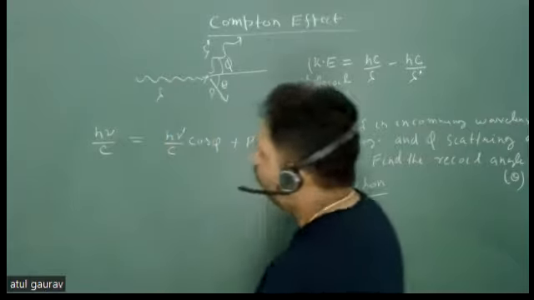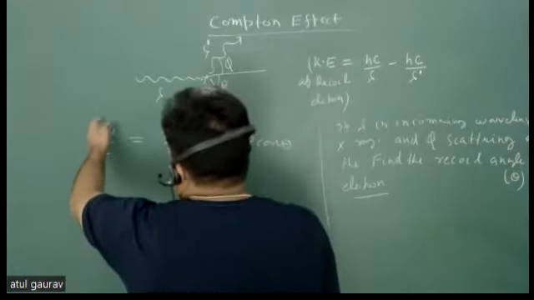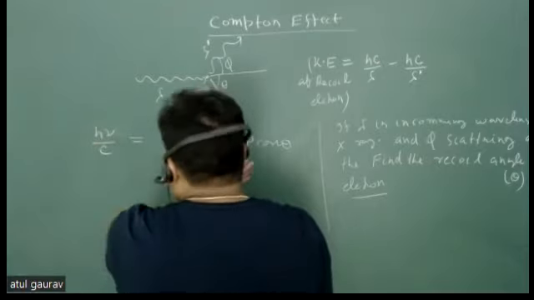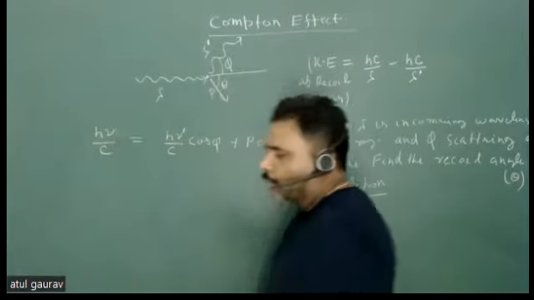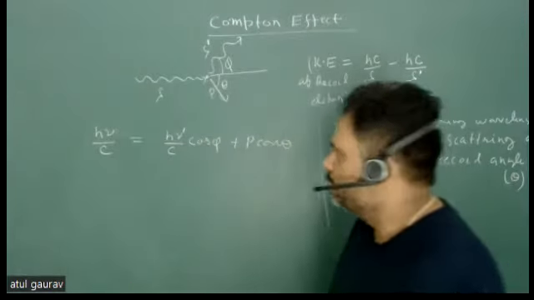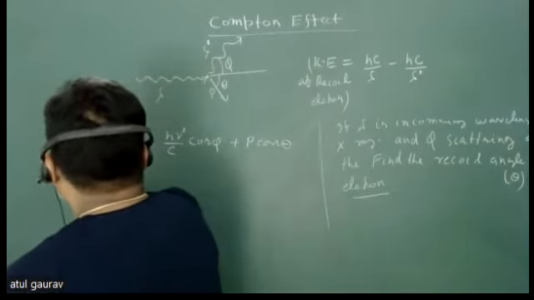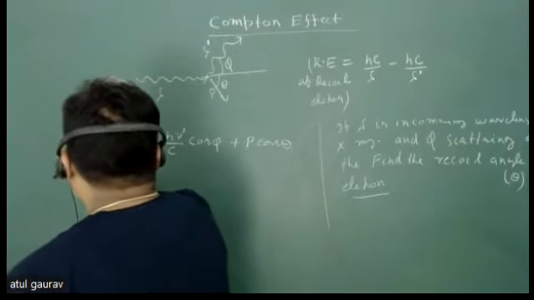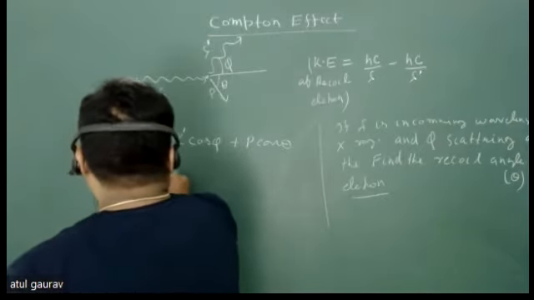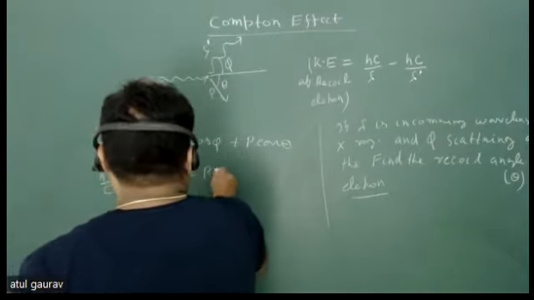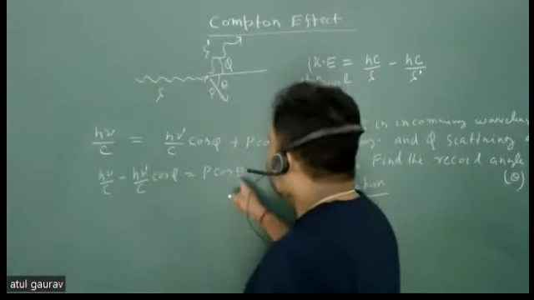You can do this in terms of lambda also, since c upon nu is equal to lambda, so you can write it in terms of lambda. I am using the same expression that we used in the last class. Now this can be written as h nu upon c minus h nu dash upon c cos phi equal to p cos theta. We can write it. And what is theta?